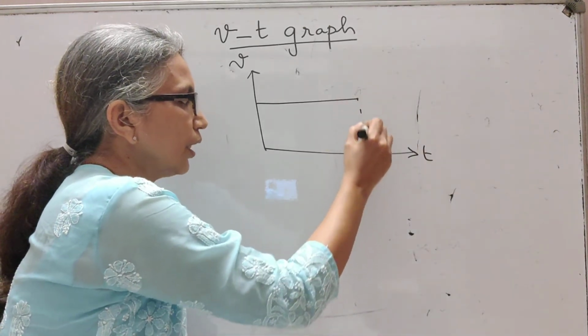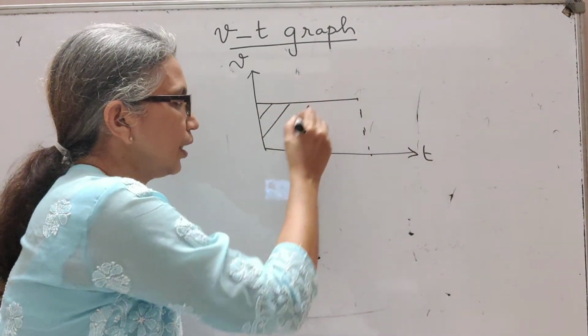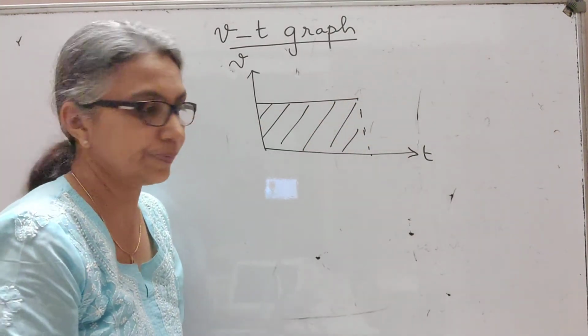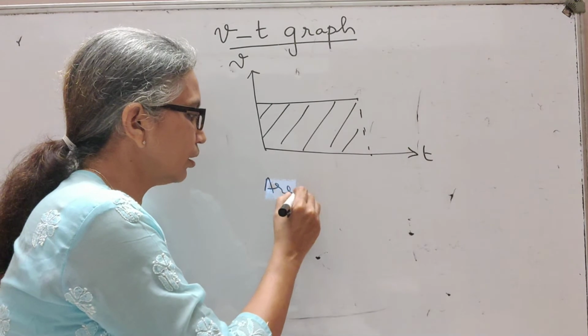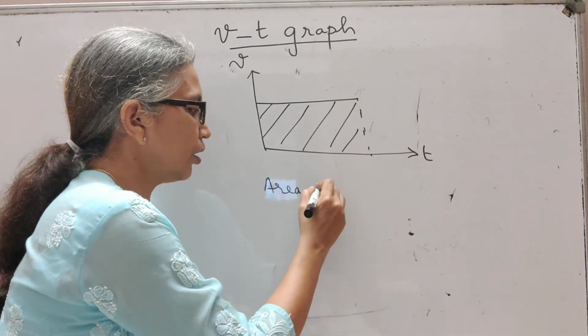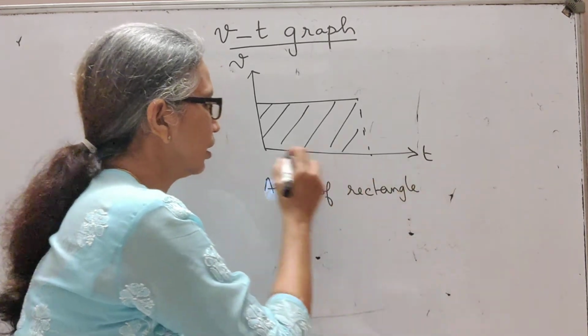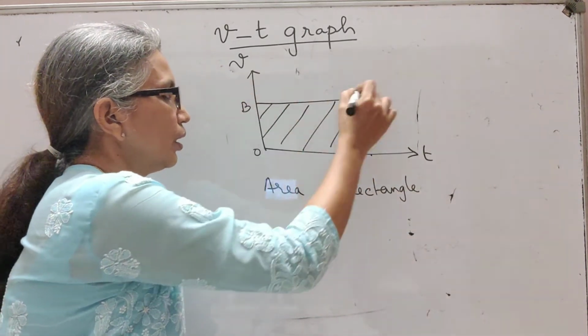Okay, let me take the area under the graph. This is the area under the line. This is a graph, area under the graph. So, area under the graph, area of rectangle, let's call it OBDA.